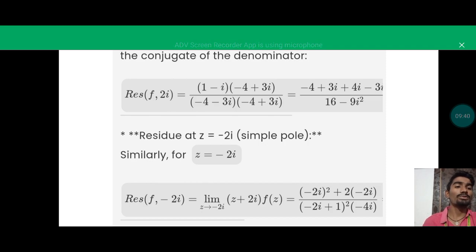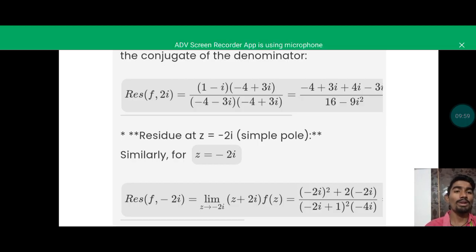It will become minus 4 plus 3i plus 4i minus 3i by 16 minus 9i square. I square means minus 1, so minus 9 into minus 1 gives plus 9, and 16 plus 9 is 25. The residue at the pole z equals 2i is minus 1 by 25.